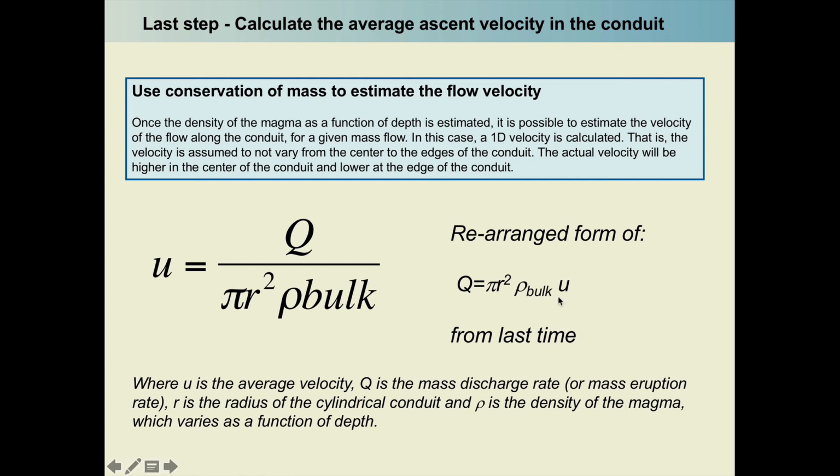So this rearranged form of the mass discharge rate equation that you learned about in the prior lecture can give you ascent velocity of the magma as a function of the bulk density of the magma as it changes as magma rises up to the surface.